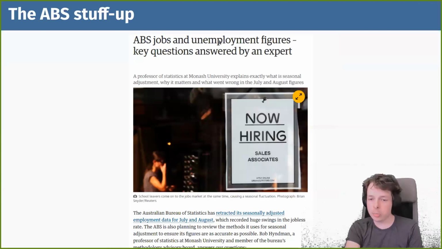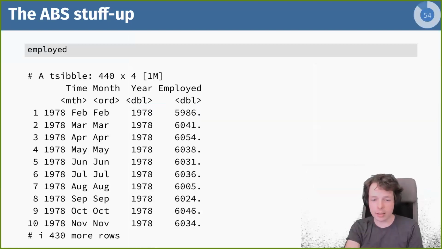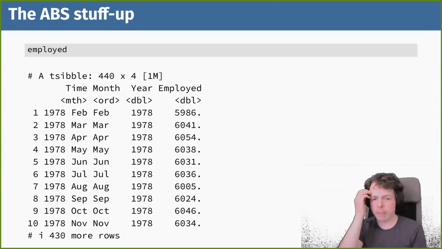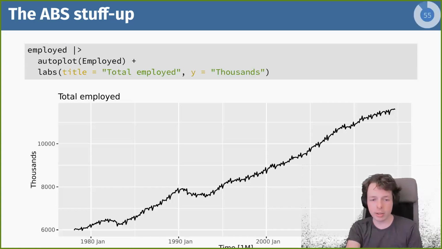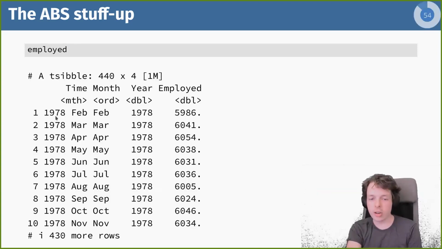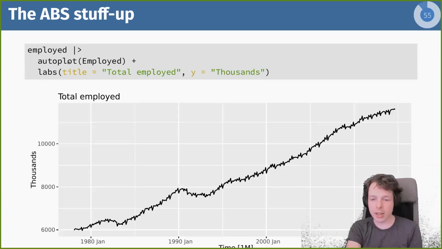So the unemployment figures were wrong, and a lot of reports came out about this, a lot of concern. And this is what the time series looked like. So we've got the employed time series, a monthly time series starting in 1978, showing a plot of this data. You can see we have a trend, maybe a little bit of seasonality, a bit tricky to see, but it's a fairly small seasonality if there is one. There's a cycle perhaps, but a fairly simple pattern.